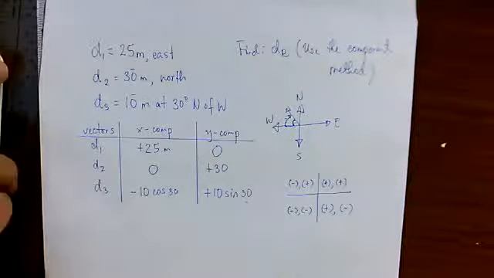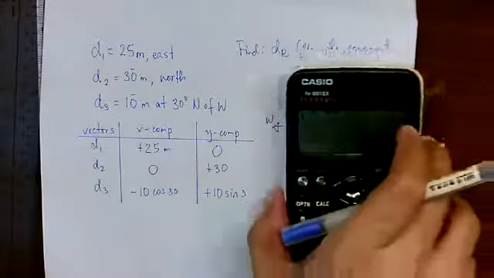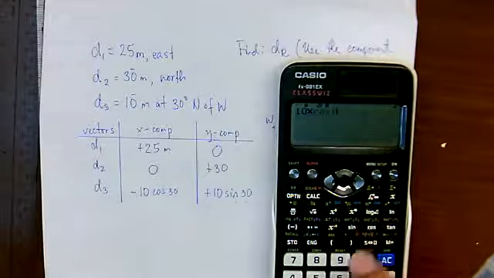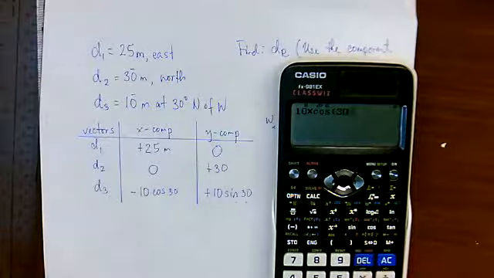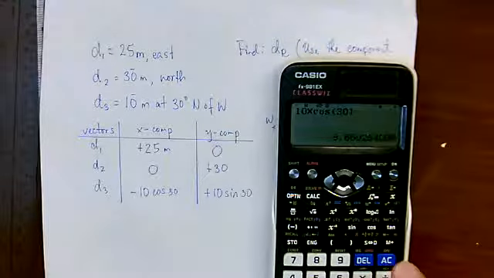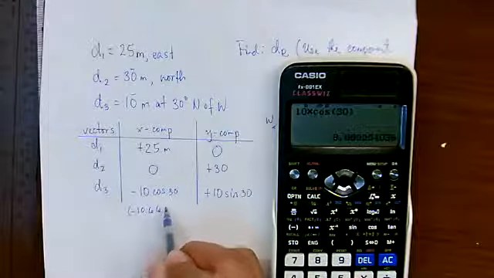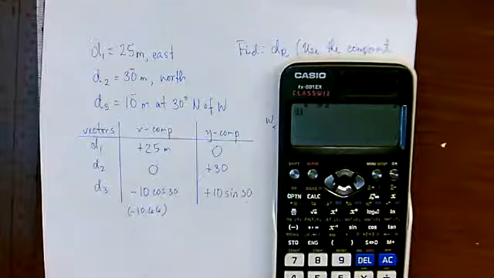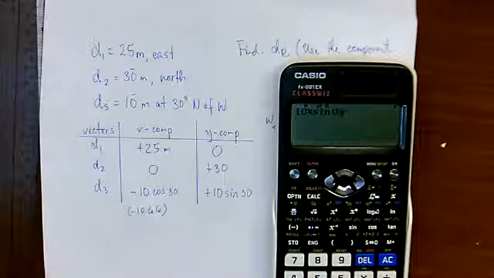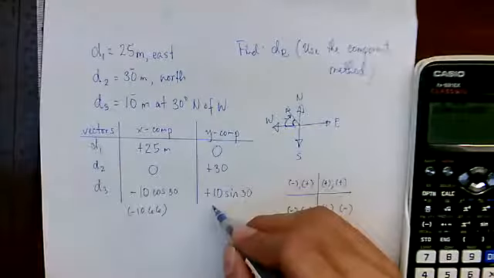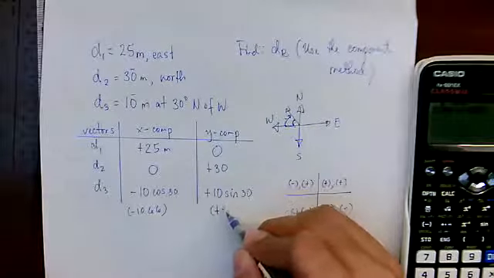We use the calculator to get the values. Let's have 10 times cos 30. We get 8.66. So this is negative, and we put it in parentheses, negative 8.66. And 10 times sine 30 is equal to 5, because sine 30 is 0.5. Now this is positive 5.